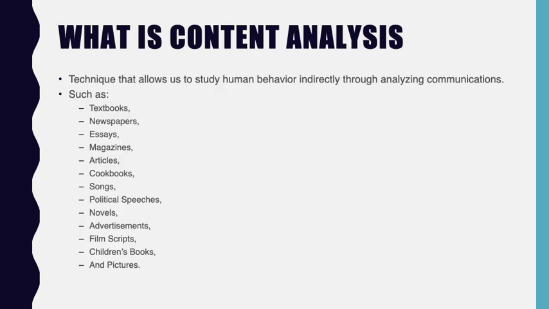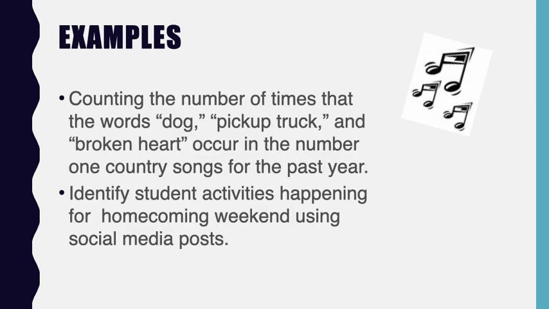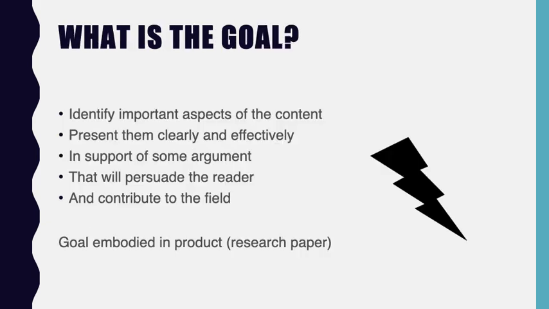Now, content analysis is a way to allow us to study human behavior indirectly by analyzing communications. This can include textbooks, newspapers, articles, songs, movies, advertisements, children's books, pictures, and so forth. So, for example, if we wanted to count the number of times that the words dog, pickup truck, and broken heart occur in any country music song in the past year, we can use content analysis. We can also use it to identify student activities happening for homecoming weekend using social media posts.